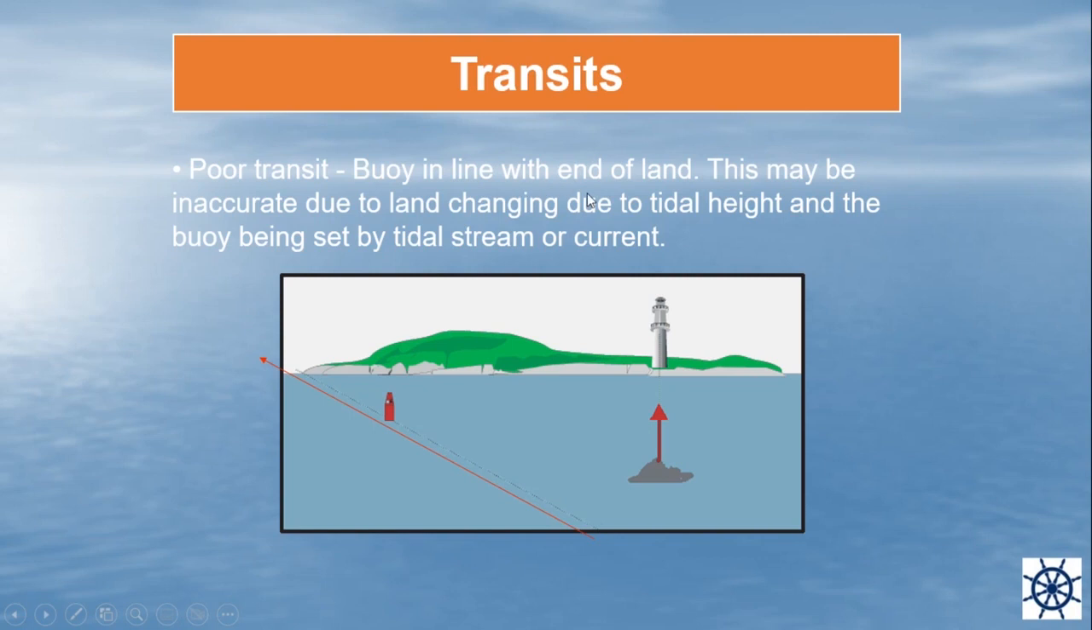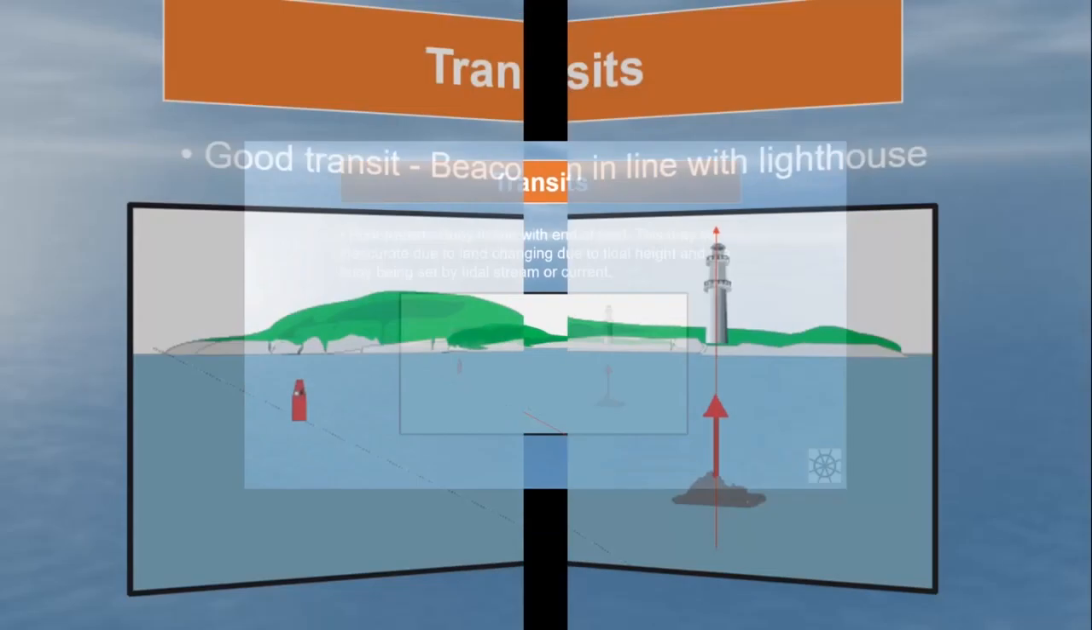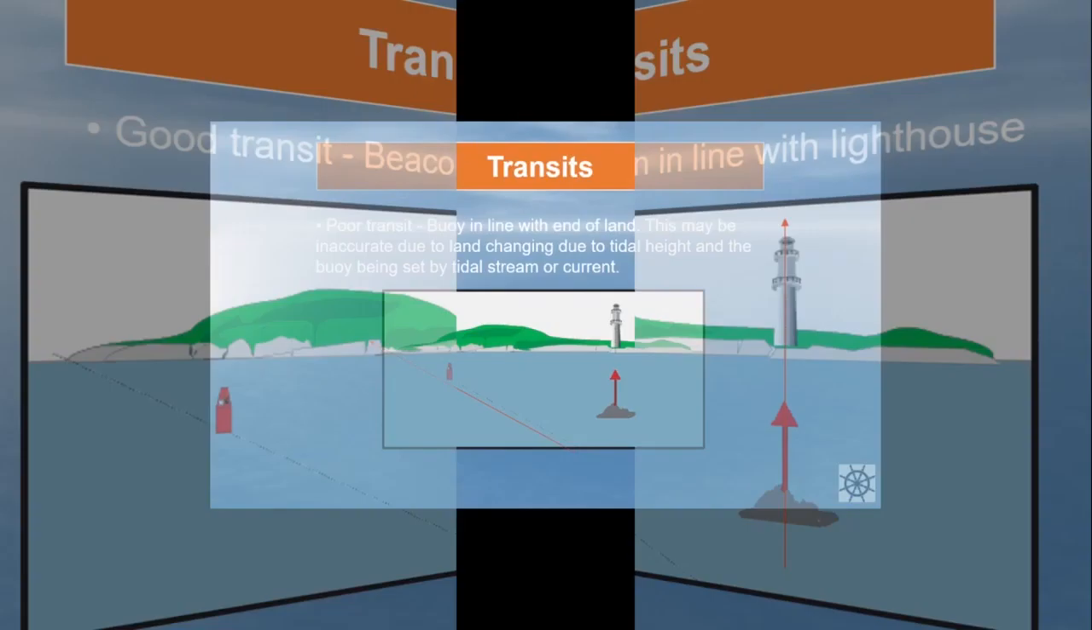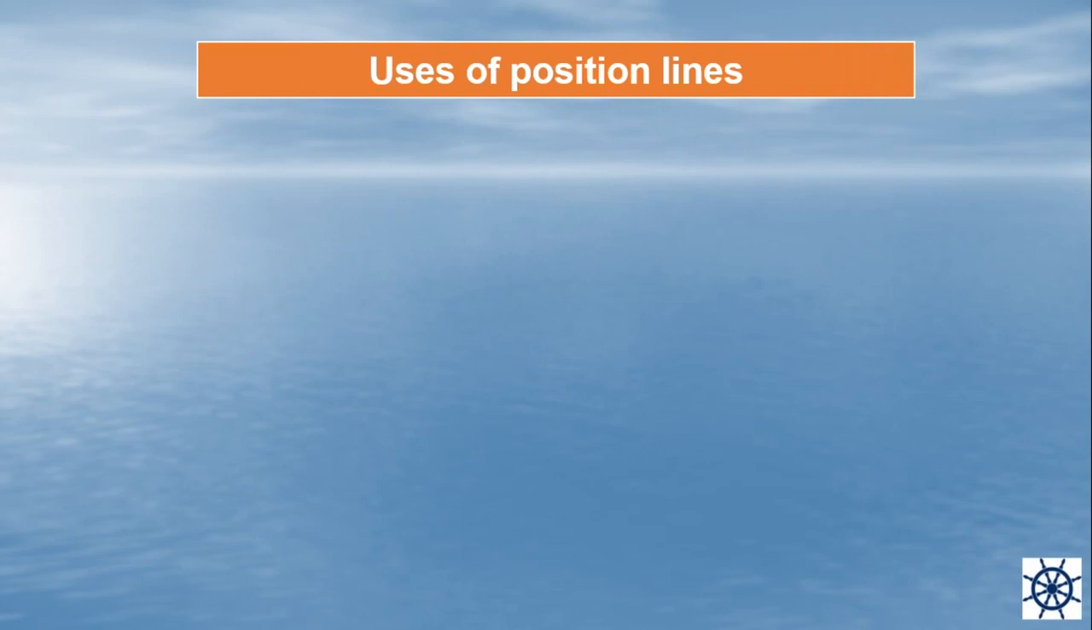Buoy in line with end of land, no? This may be inaccurate due to land changing due to tidal height. Oh, no, pag tumaas. And the buoy being set by tidal stream or current, no? Pwedeng gumalaw sa kanyang posisyon. Kasi yung kinuhanan niya, line at saka itong isang beacon, no? Mali, hindi maganda, no? So now, for transit, naipakita natin, it's better the fix, no?